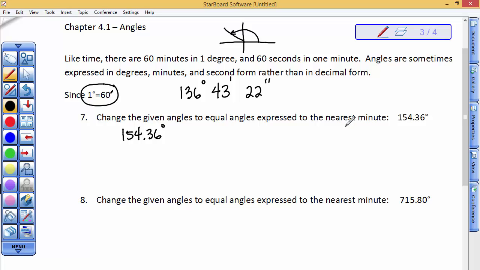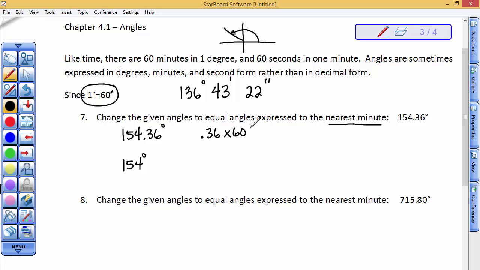154.36 degrees, and I want to convert that to the nearest minute. Well, the 154 degrees stands. That's the full number of degrees. But I've got 36% of 60 minutes because it's 0.36. It's not a whole degree, it's 0.36 of. So I've got to take the 0.36 and multiply it by 60.